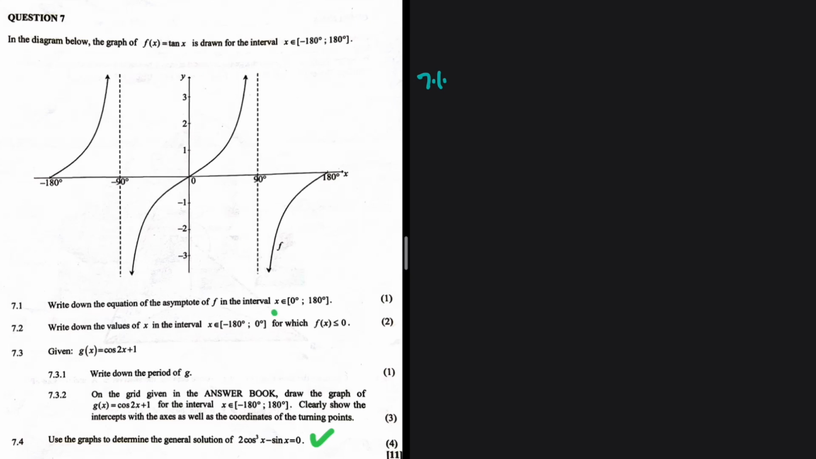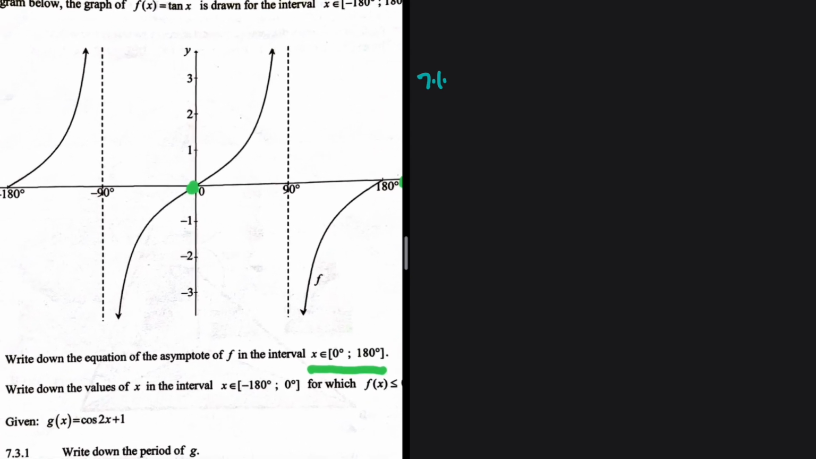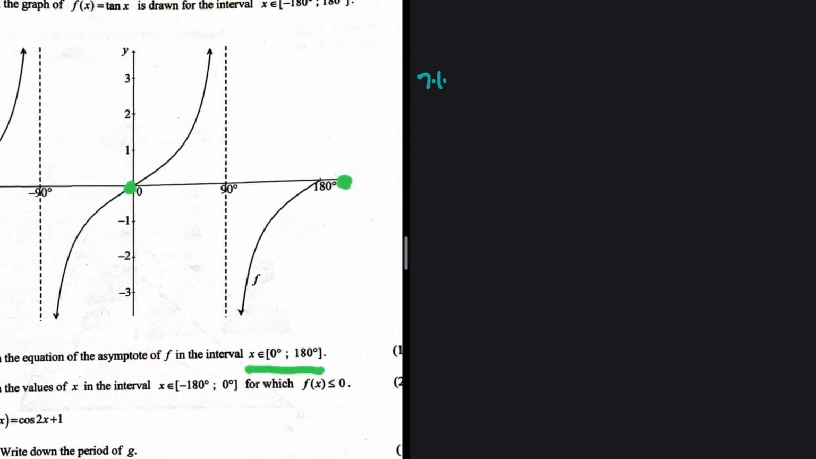But the problem is the interval. They forget to only look at the interval. So we wanted the equation of the asymptote of f in the interval where x runs from 0 to 180. Let me show you what happens here. So we have to focus on only this interval. If you look at anything else, it is wrong. You need to focus on only this interval. Let me show you what I mean by that.